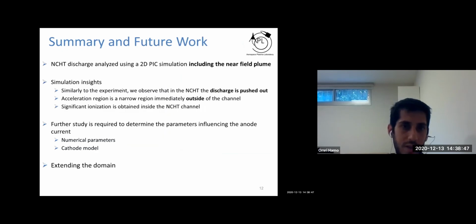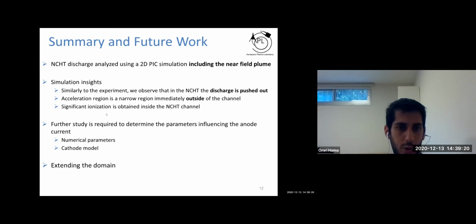So to summarize, the NCHD discharge was analyzed using a 2D particle-in-cell simulation that includes the near field plume. Some important insights from the simulation are that, similarly to experiment, we observed that the NCHD discharge is pushed out. We see that the acceleration region is a narrow region immediately outside the channel, and significant ionization is obtained inside the NCHD channel, which is important for the thruster operation.